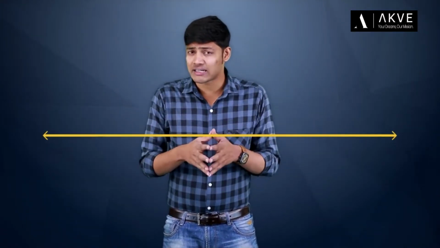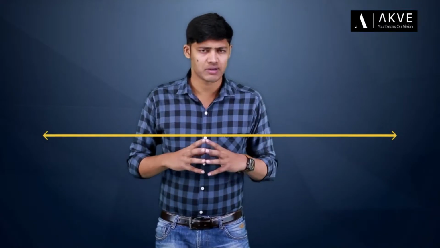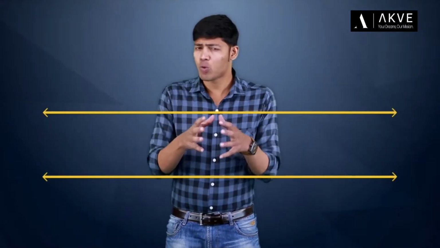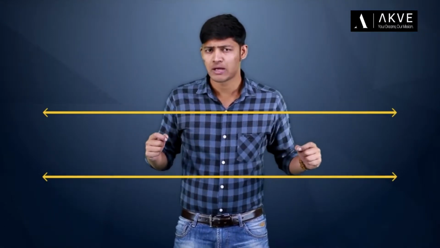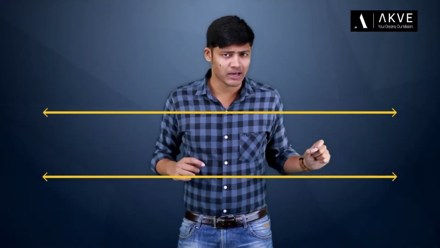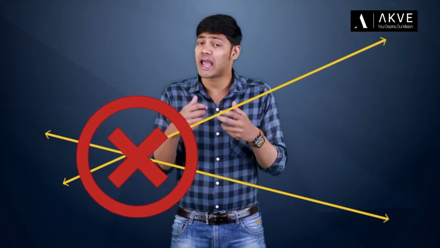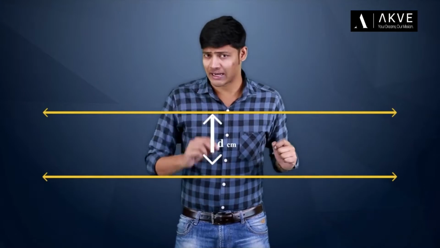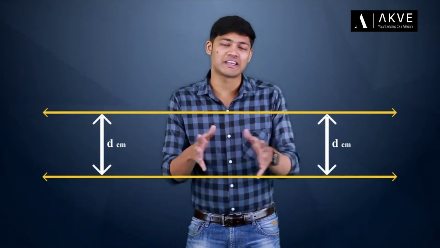Hello friends, in our last video we concluded that a line is a collection of points going endlessly in the two opposite directions. Now consider two parallel lines. You know what parallel lines are, right? Parallel lines are the lines in a plane which do not intersect at any point. Also, the distance between the two parallel lines is always the same.